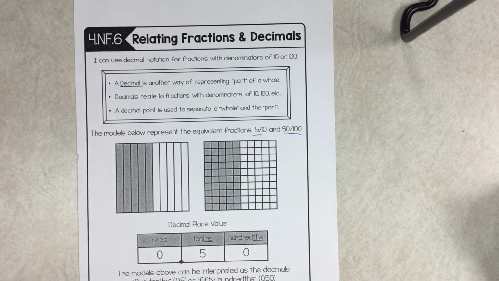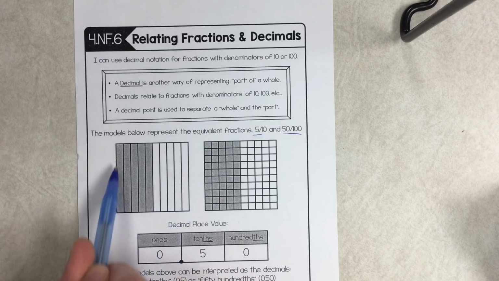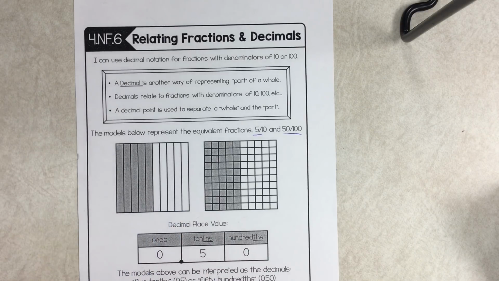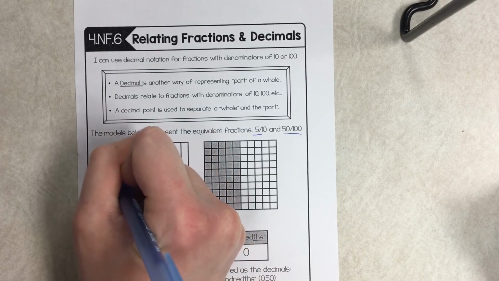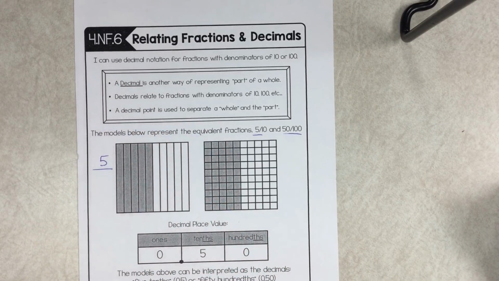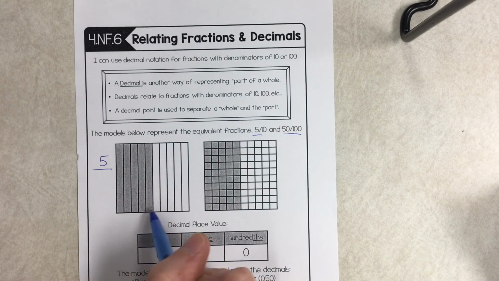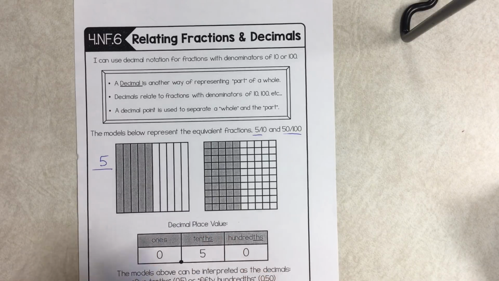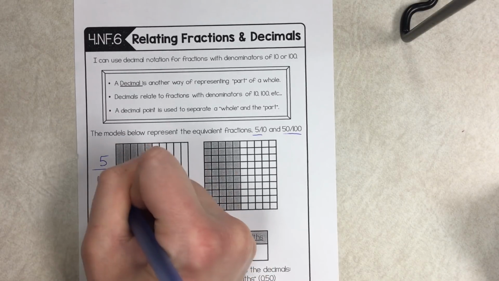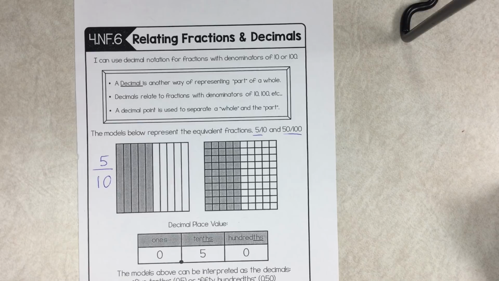We know our numerator is how many parts we're focusing on. So in this representation here, the shaded parts is what we're focusing on. So 1, 2, 3, 4, 5 is our numerator, what we're focusing on. Our denominator is how many equal parts are in the whole. So this is 1, 2, 3, 4, 5, 6, 7, 8, 9, 10. It's divided into 10 equal parts. So that's the same as 5/10.